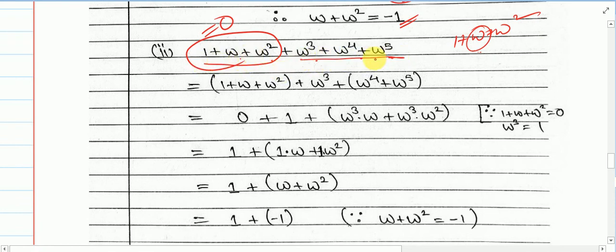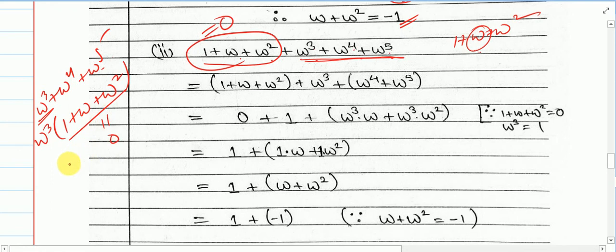And here we have omega cube plus omega to the power 4 plus omega to the power 5. So omega cube, omega to the power 4, omega to the power 5. Here you can see that omega cube is common, so take that out. You are left with 1 plus omega plus omega square. Now this thing is 0. So omega cube into 0 is 0. So the last three terms are also 0.